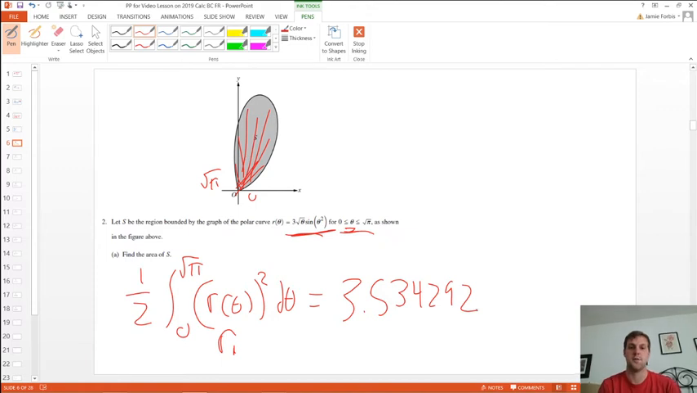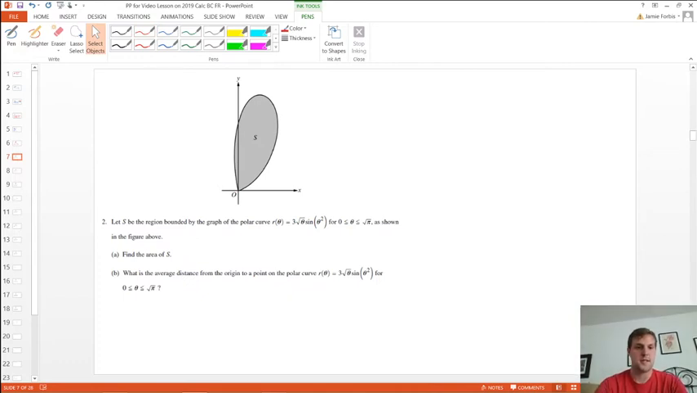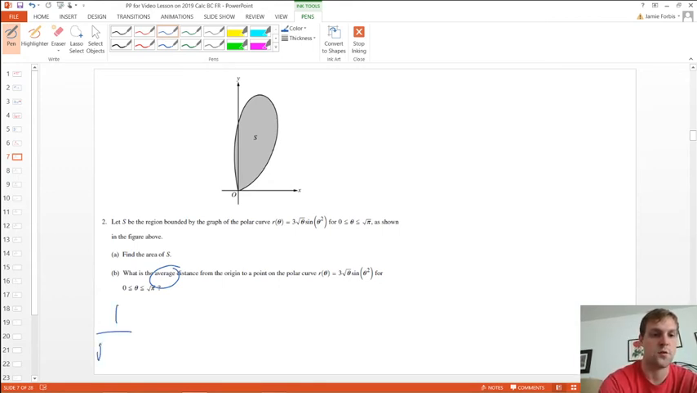That's all you had to do, is just use your area formula. So part A should have been a gimme point. Part B says, what is the average distance... Okay, so here we go. Average, first of all, average is going to be just 1 over b minus a, so 1 over square root of pi minus 0. So there's the average part.